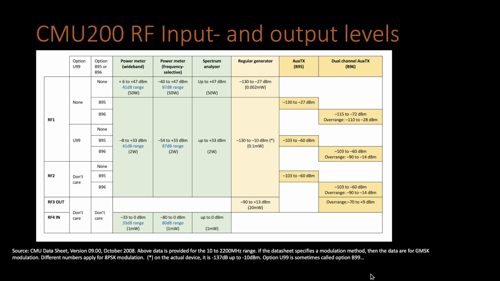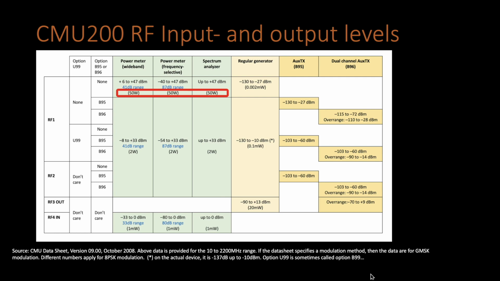Now, let's investigate the levels that we see here a little bit more in detail. First of all, there's of course the so-called 50 watt power handling. And what we can see from the table here is that 50 watt power handling is only possible if you got the device without the U99 option and without the two additional signal generator options, B95 and B96.